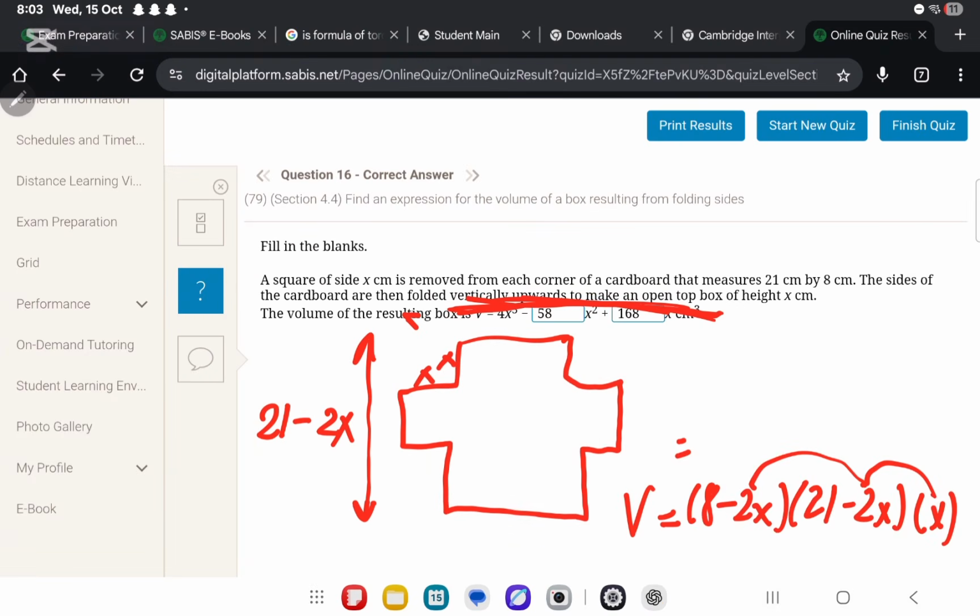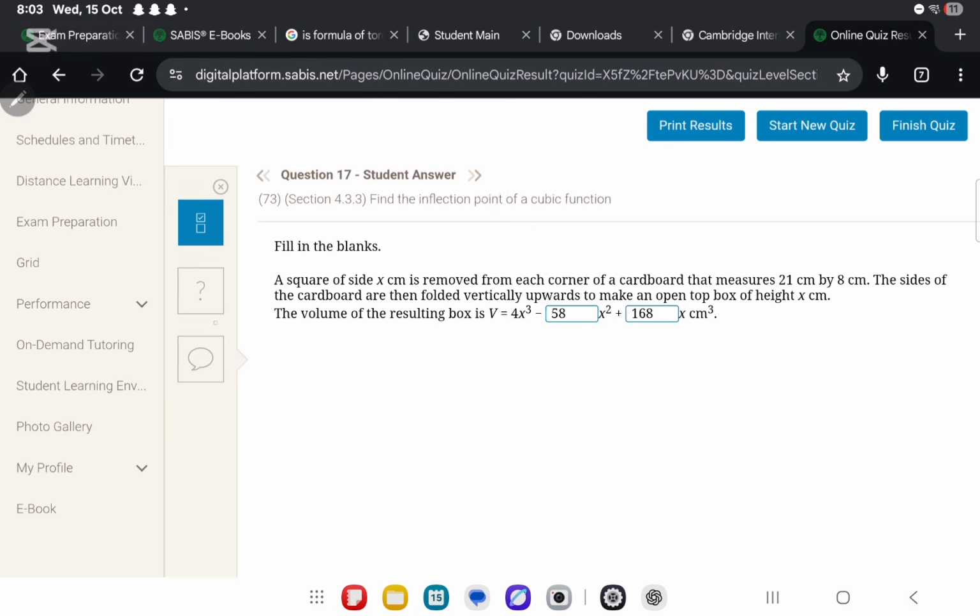Whenever you expand this, you should know how to expand from grade 9, and I'm not going to teach you how to expand now. You're grade 11, honestly. So you expand all of these, it will give you 4x cubed minus 58x squared plus 168x. Okay, now question 17. How many questions are left?